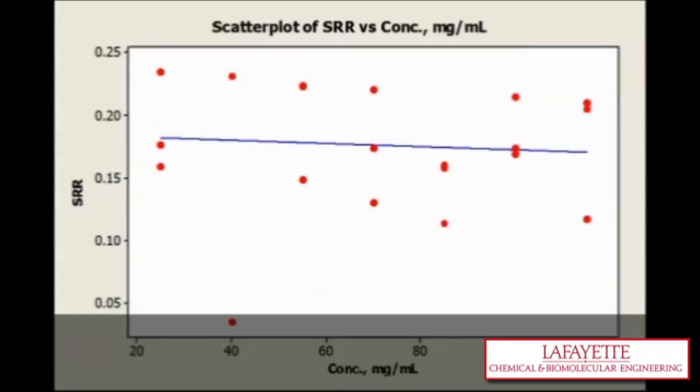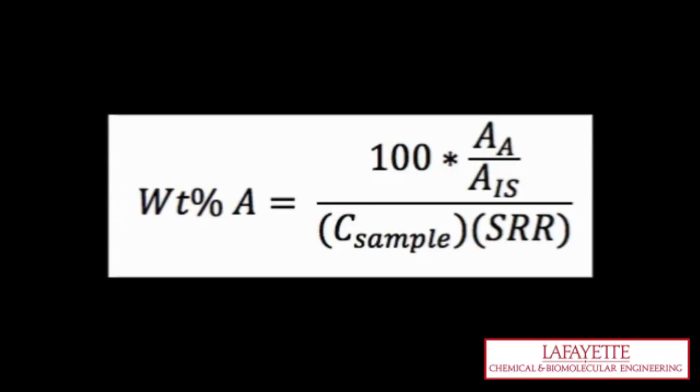Plot the SRR versus known concentrations to create a normalized plot. The points should have a horizontal linear relationship, or a slope of 0. The weight percent of the analyte can be determined using the equation. The concentration of the sample is determined by massing the amount of sample added to a 50 milliliter volumetric flask, and the purity of the analyte is the purity of the methanol used in this case.